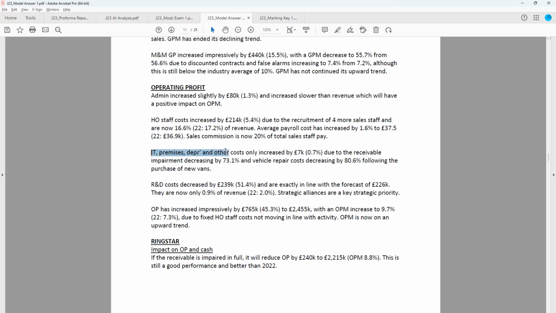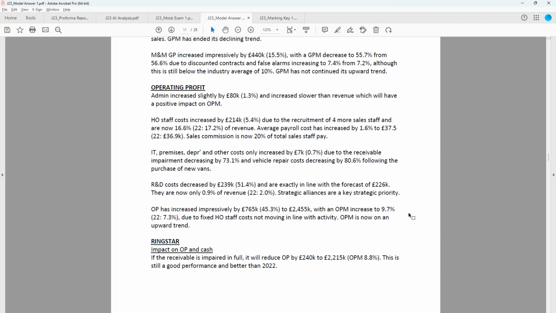And you could do the same thing with the IT and the other costs, due to the receivables impairment going down, and vehicle costs going down due to new vans. R&D has gone down. It's in line with the forecast. You could mention that it isn't necessarily a good thing that R&D costs have gone down, because that is an investment. They invest with these strategic partners, and that results in new products and higher revenue.